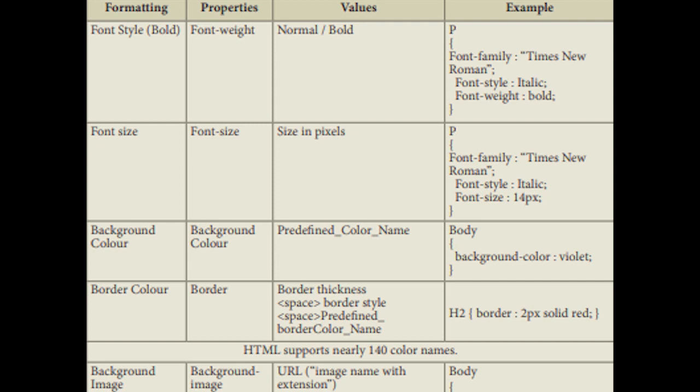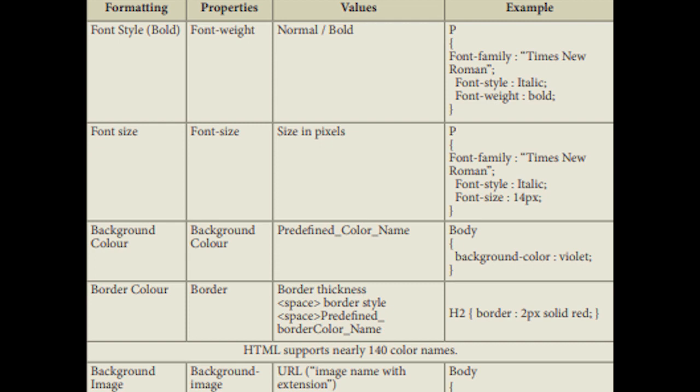The next one is font size. For font size the property is font-size, and the value is size in pixels. The next formatting option is background color, and the property is background-color. For the values you can give any one color name. Some predefined color name you can give. And the next one, border color.